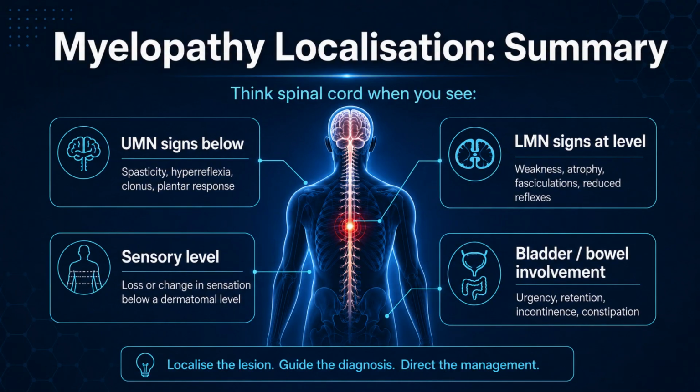To summarize, myelopathy means spinal cord dysfunction. The key localizing features are upper motor neuron signs below the lesion, lower motor neuron signs at the level, a sensory level, and bladder or bowel involvement. When these features appear together, always think of the spinal cord.